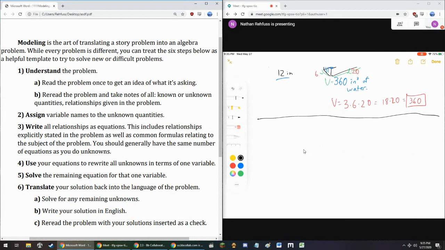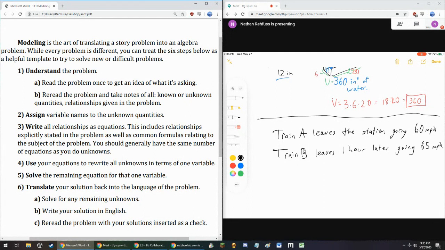Let's say train A. Yeah, here we go. Here we go, trains. Train A leaves the station going 60 miles per hour. Oh, yeesh. That's not penmanship. I know none of this is penmanship, but that was especially bad. Train B leaves 1 hour later going 65 miles per hour. When will they meet?